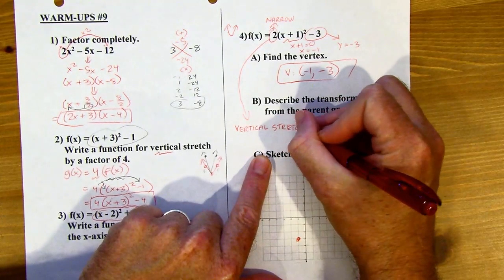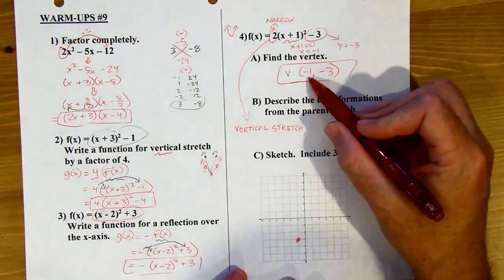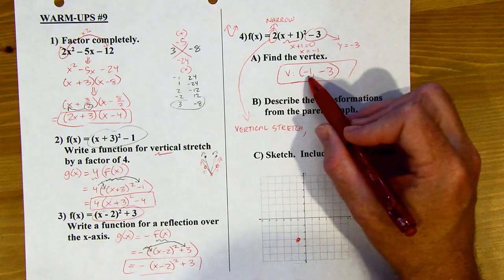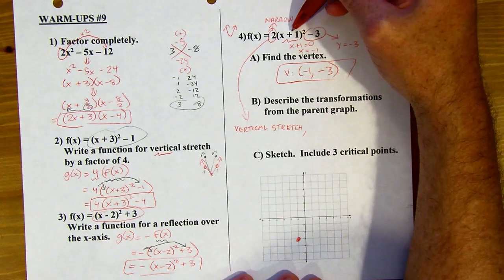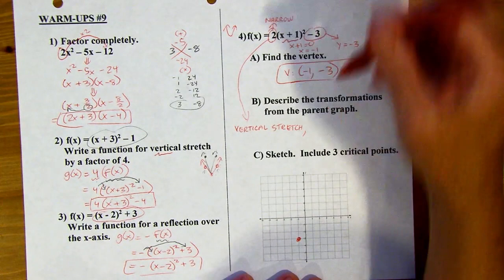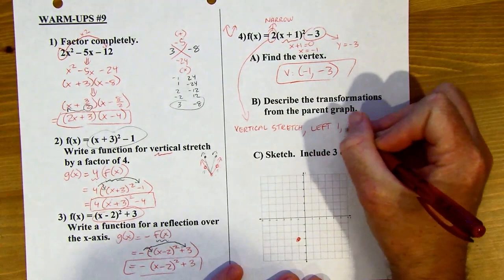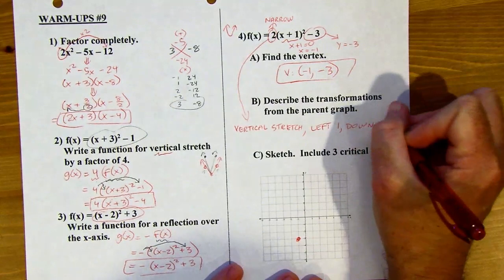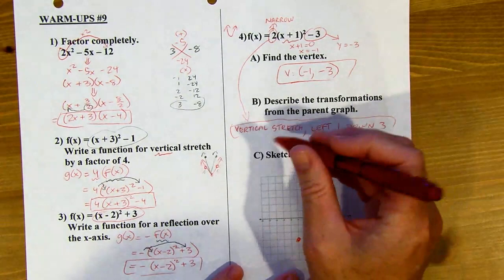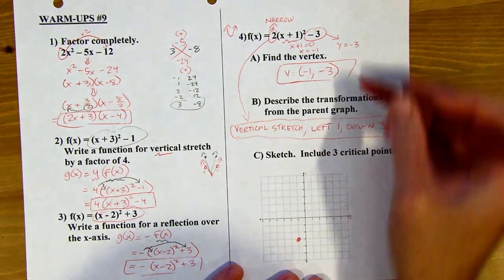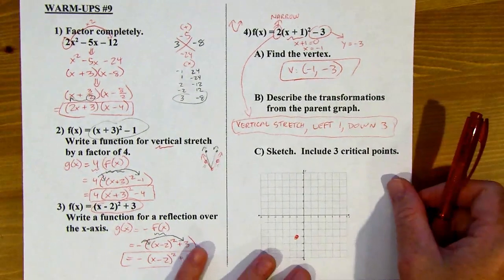Okay? And then this, if you just think about where the vertex is, we've moved the vertex left 1 and then down 3. So this part's going to be a left 1, and this is going to be a translation down 3. So yeah, you can write out translation, but if you just say left 1, down 3, I would take that. Okay? And the factor of the stretch is 2 here. But I didn't write that down. That's okay. All right, so let's graph this now.